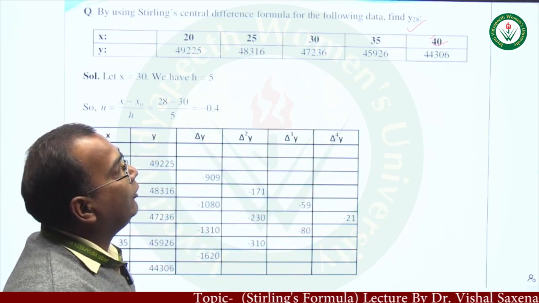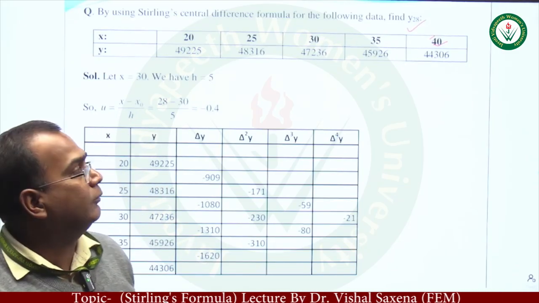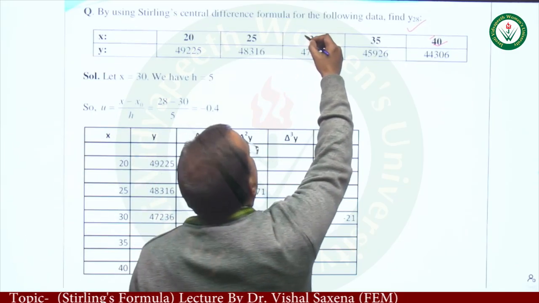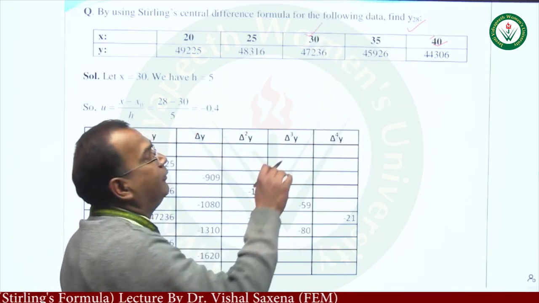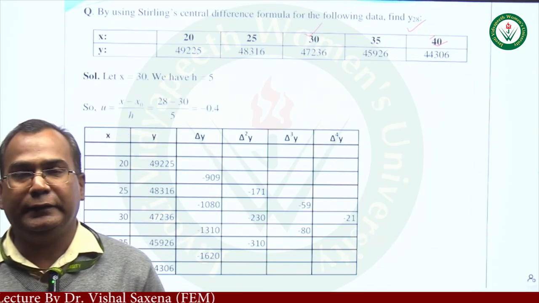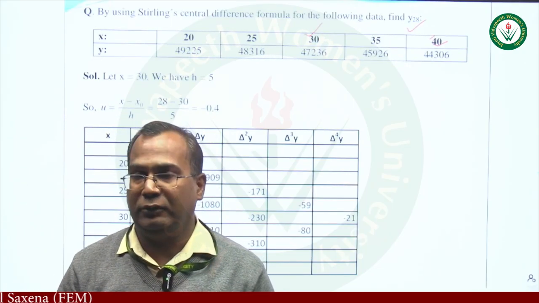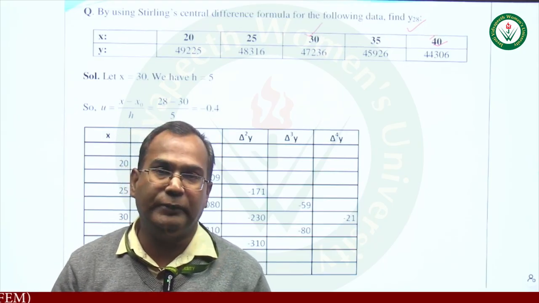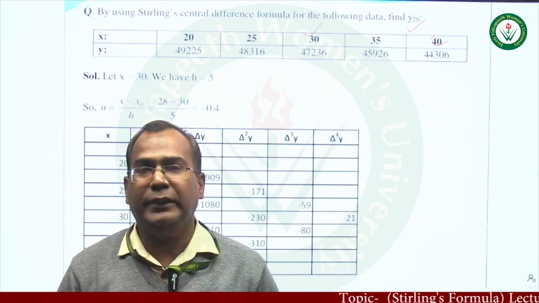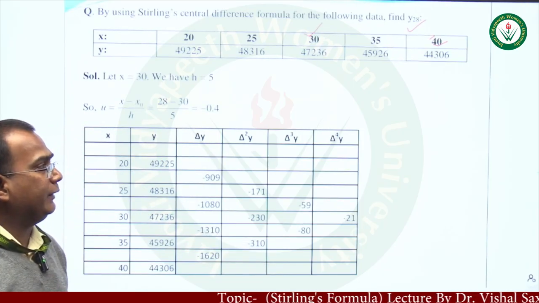So X equal to 28 is lying almost at the center. We see the center is 30 here, and then 28 can be taken as a central value, and therefore the Stirling's central interpolation formula can be used to find Y28. Now, how to apply this formula?